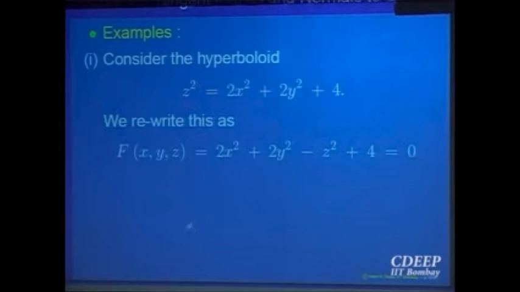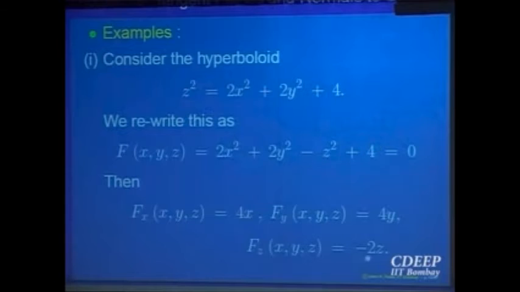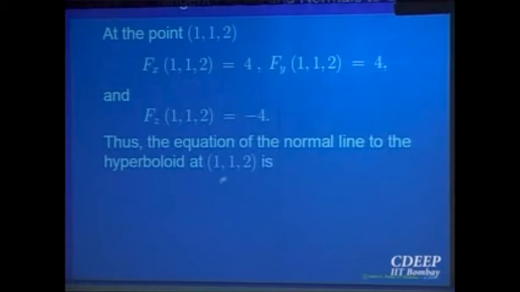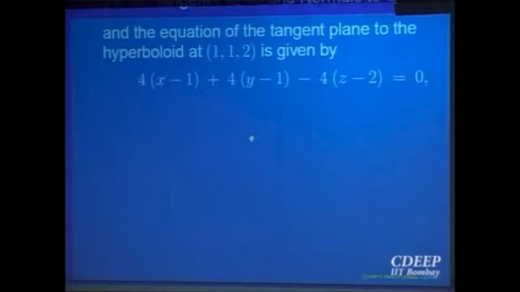So calculate the gradient vector: it is 4x, 4y, minus 2z, and at any point you want, you compute those partial derivatives, and that gives you the gradient vector, which is a normal vector. So the equation of the normal line at the point (1, 1, 2) you can write down, and similarly the equation of the tangent plane you can write in that way: Fx (x minus a) plus Fy (y minus b) plus Fz (z minus c) is equal to 0. That is the equation of the plane.